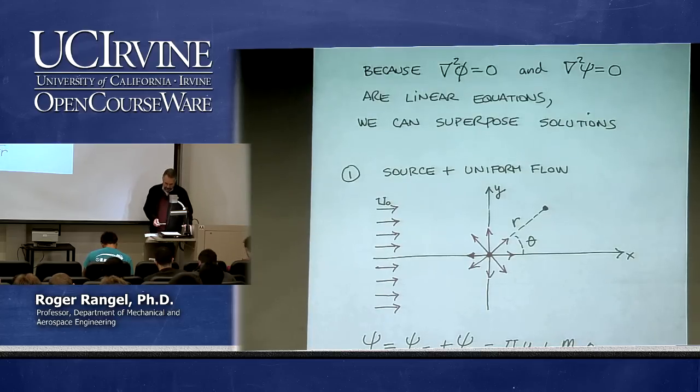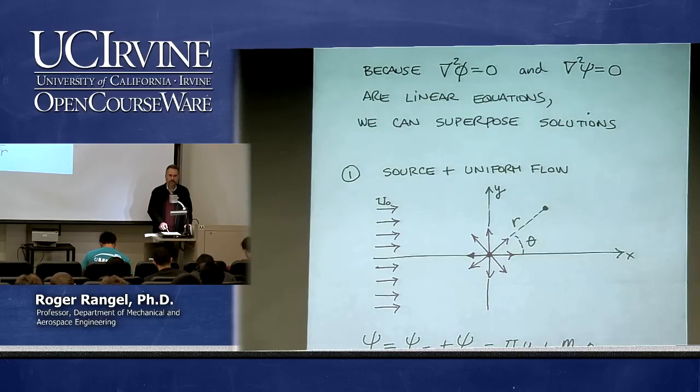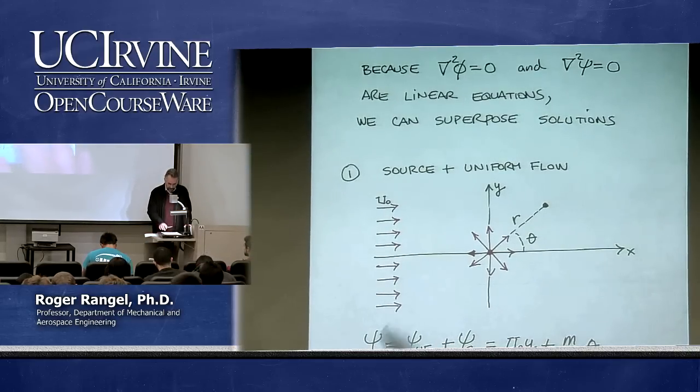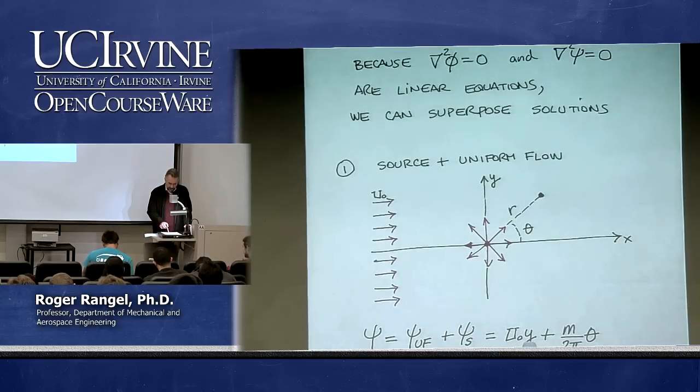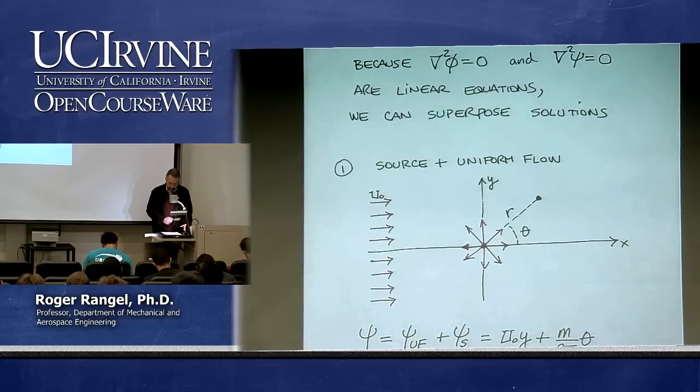But to add them, it is more convenient to have them in the same coordinate system. The uniform flow is in a Cartesian coordinate system, whereas the source is in a cylindrical coordinate system. So I'm going to convert the uniform flow to cylindrical coordinates. And that's easy because I know that y is r sine theta. So here I have the same two added up together, but now they are in the same coordinate system.